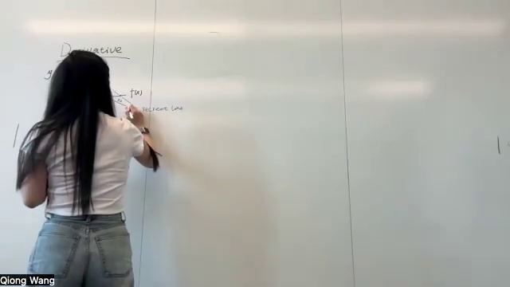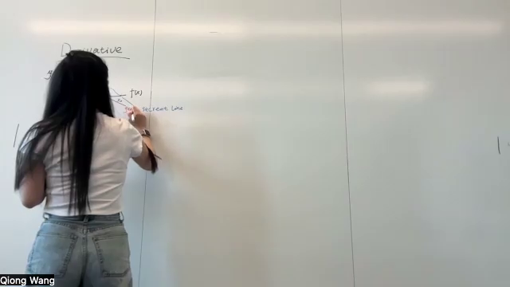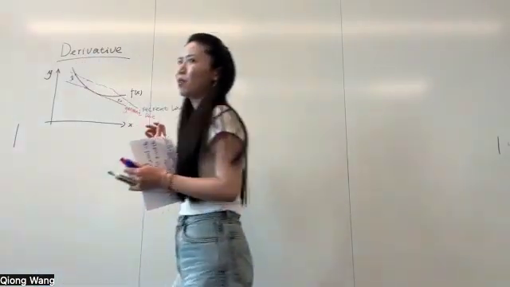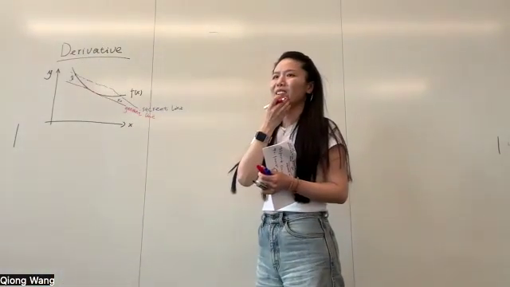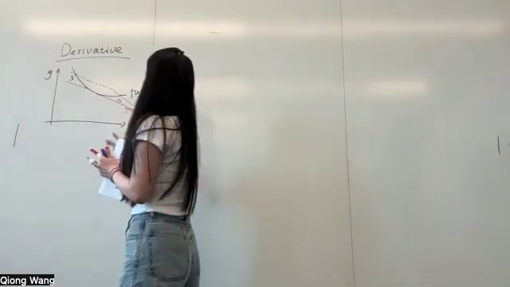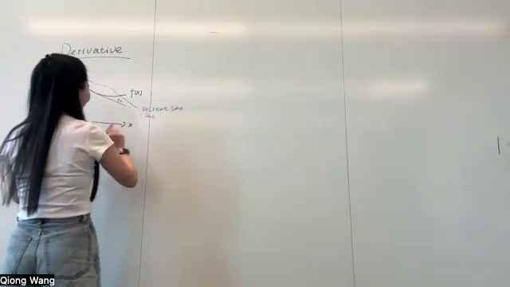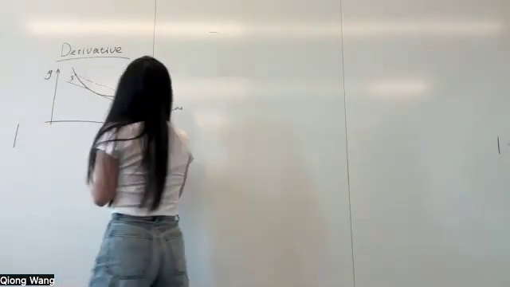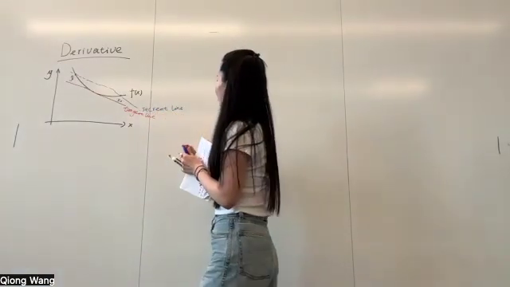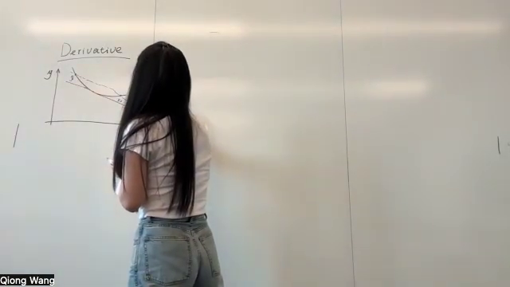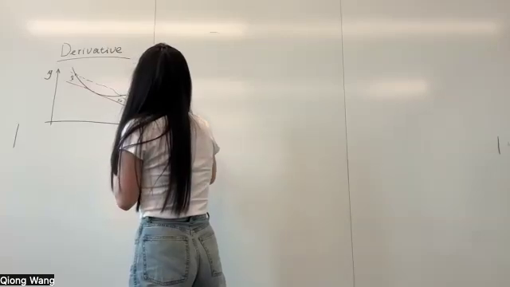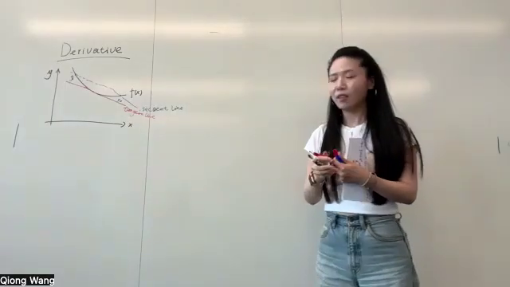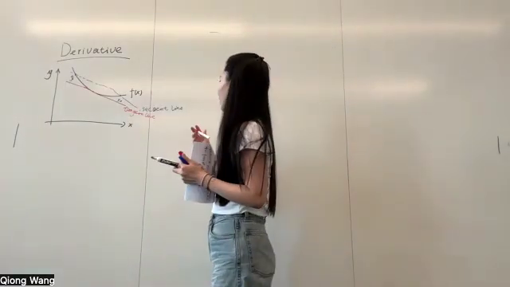This is the tangent. I forgot how to pronounce that a little. This is the tangent line, and the blue line is the secant. Secant. This is the tangent line.